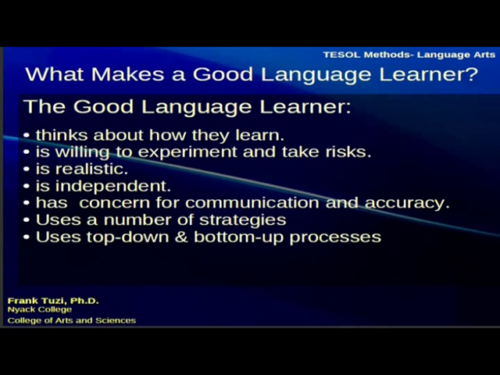Good language learners use a number of strategies. They learn about these different strategies. You as a teacher, by the way, should be teaching them some of these strategies. But as they learn the strategies, they take advantage of them.